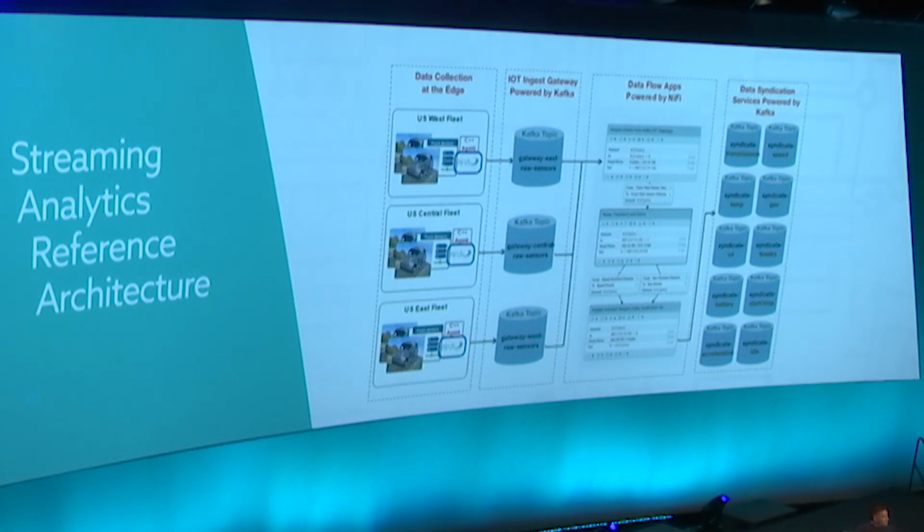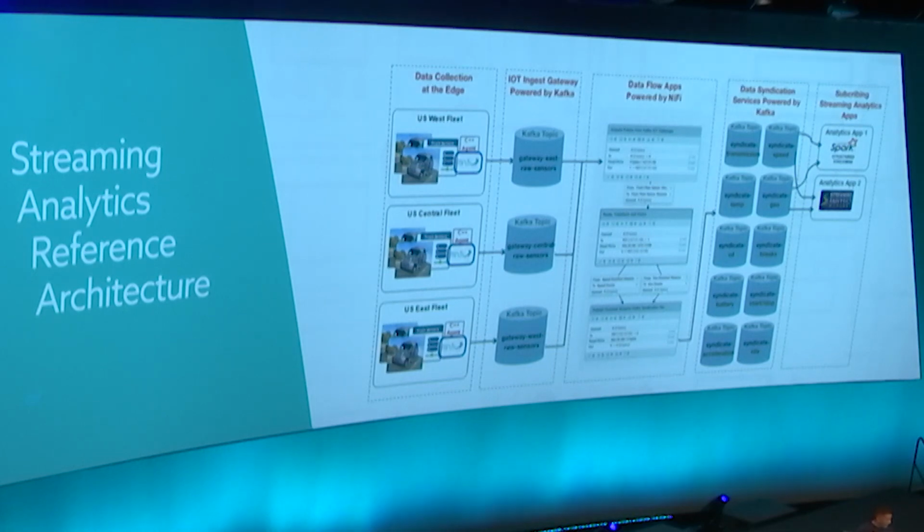And at this point, you've now got your subscribing streaming analytical applications. So as an organization, maybe I'm a Spark shop. I might be writing Spark streaming applications consuming from the syndication service, right? Maybe I'm using things like Streaming Analytics Manager where I don't need to write a lot of code. I'm consuming from there. Maybe I'm a Kafka Streams shop or an Apache Flink shop, right? Or maybe I'm in the cloud and using one of the cloud services, right?